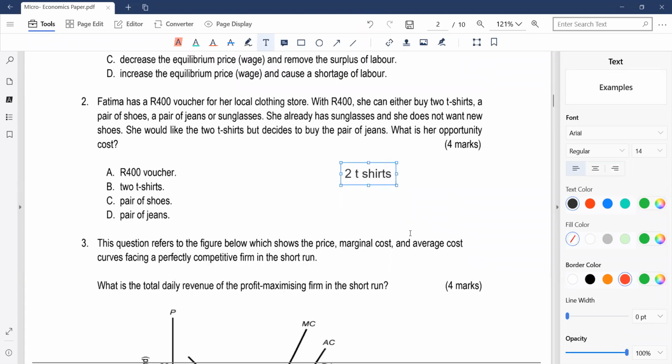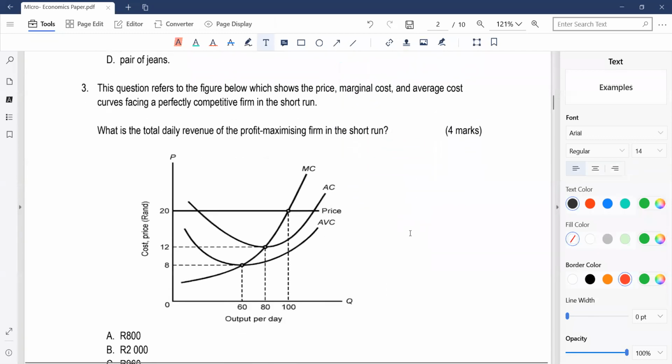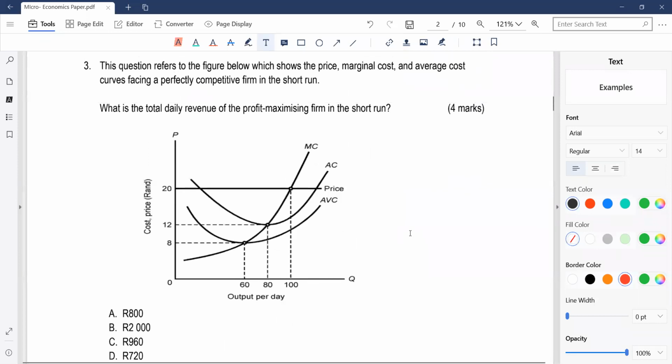Number 2, we are saying the opportunity cost of choosing to buy the pair of jeans would be the 2 t-shirts, because the sunglasses the person has got and the person is not willing to buy the pair of shoes. So the 2 alternatives that the person has got are the 2 t-shirts plus the pair of jeans. And then the person decides to buy the pair of jeans, and if the person decides to buy a pair of jeans, that means the next best would be the 2 t-shirts. And I gave an example of Funokubonga and her husband.